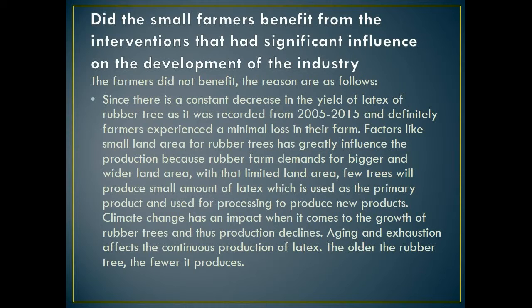Factors like small land area for rubber trees have greatly influenced the production, because a rubber farm demands a bigger and wider land area. With that limited land area, few trees will produce a small amount of latex, which is used as the primary product and used for processing to produce new products. Climate change has an impact on the growth of rubber trees, and thus production declines. Aging and exhaustion affect the continuous production of latex. The older the rubber tree, the less it produces.